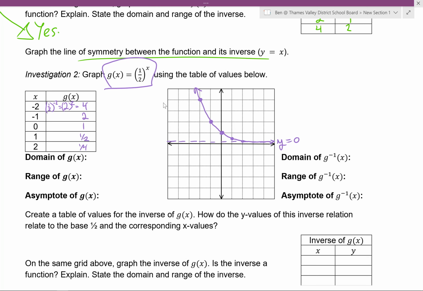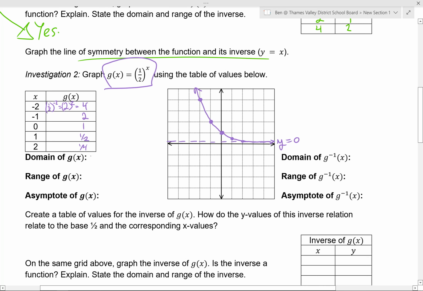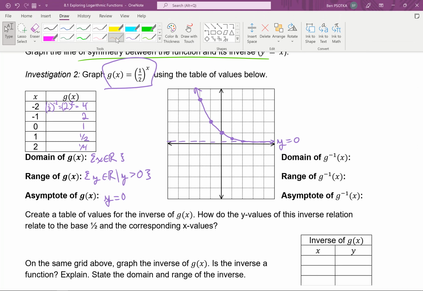Now, again, let's analyze that. The domain of g(x) here, again, is x an element of the reals, because this is an exponential function. An exponential function has the domain x an element of the reals with no restriction. The range, well, we are not using any negative values in terms of our y coordinates here. So nice and easy. y is an element of the reals such that y is greater than 0. Can it be equal to 0? No, there's a horizontal asymptote there. Our asymptote of g(x), as I listed already up above, is y = 0. Fantastic.